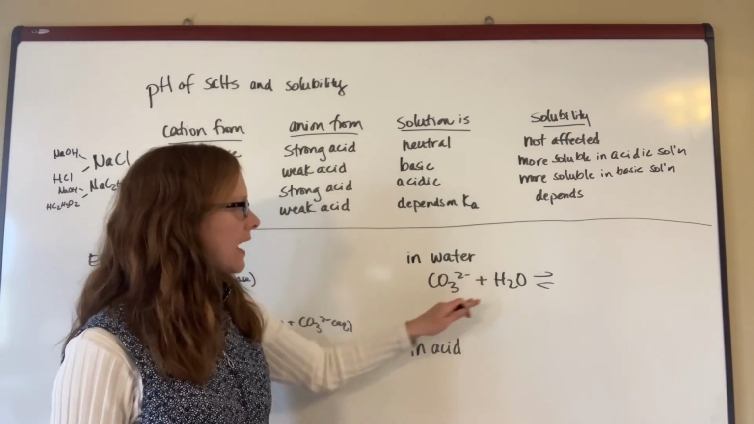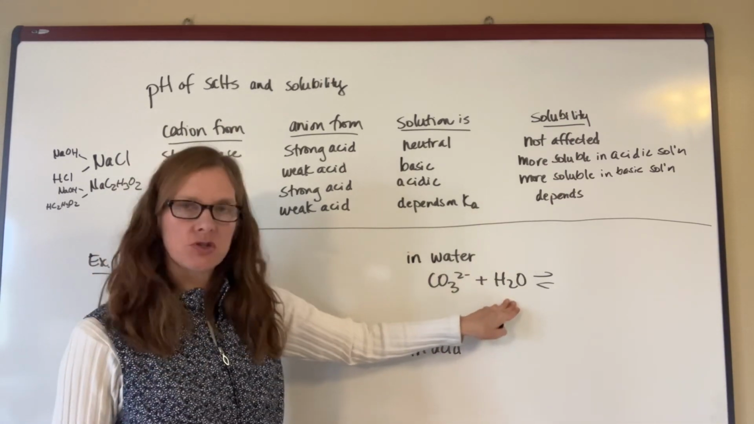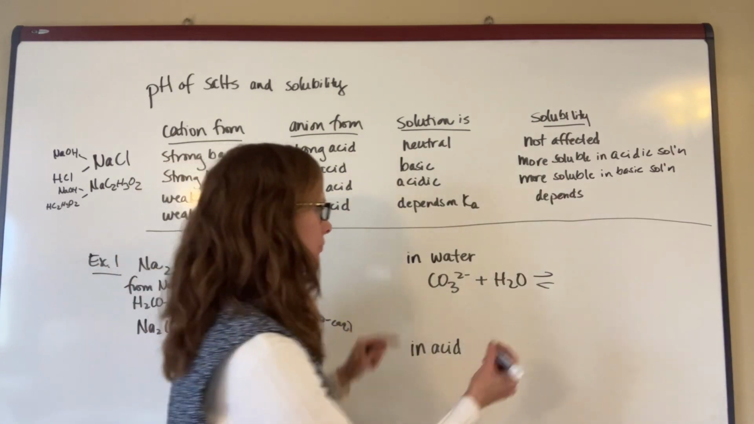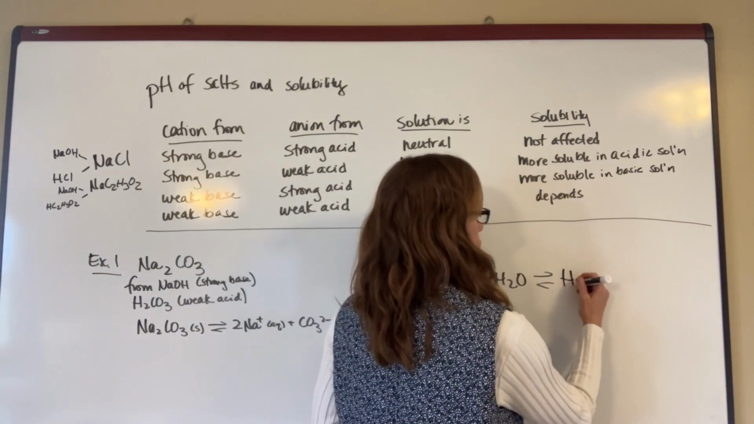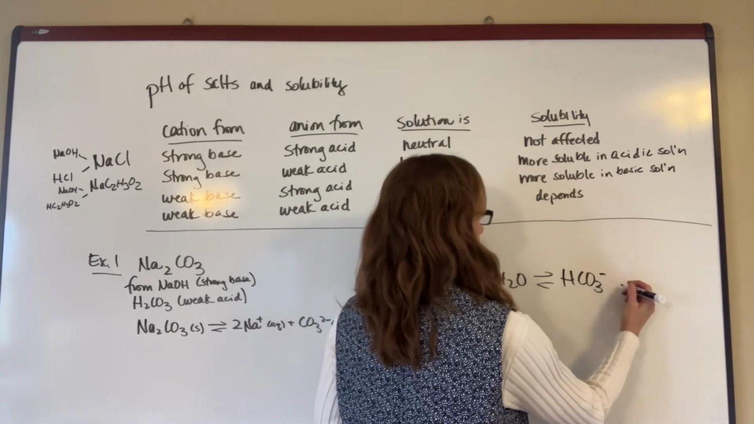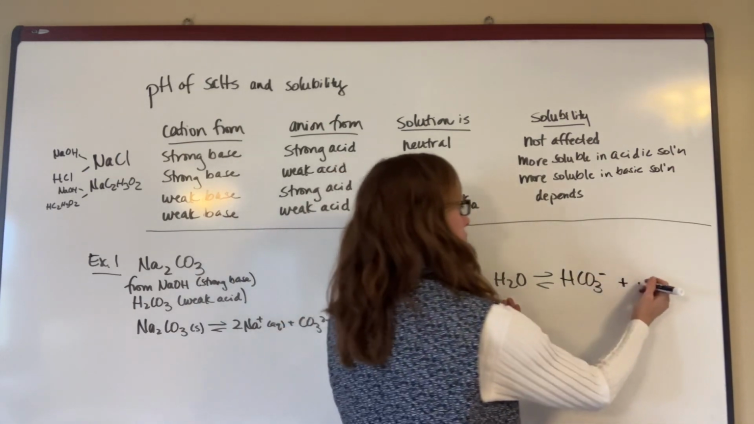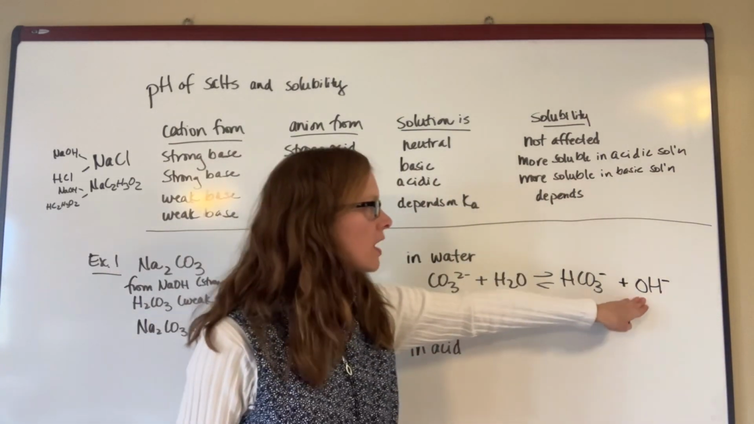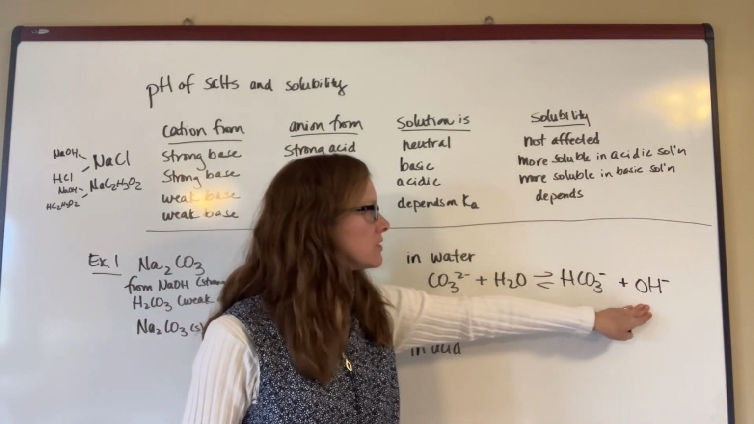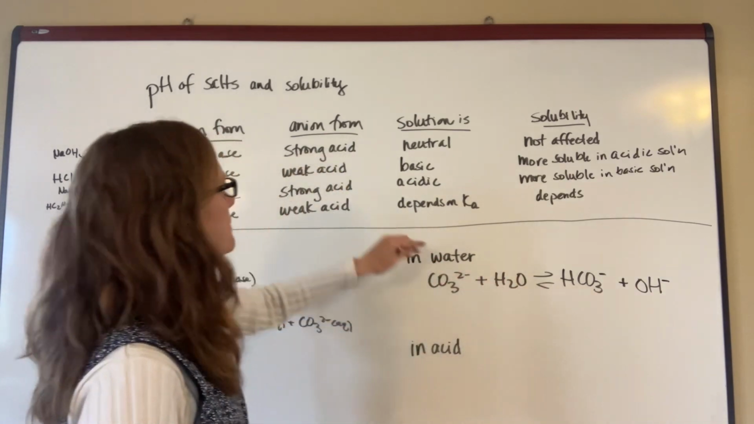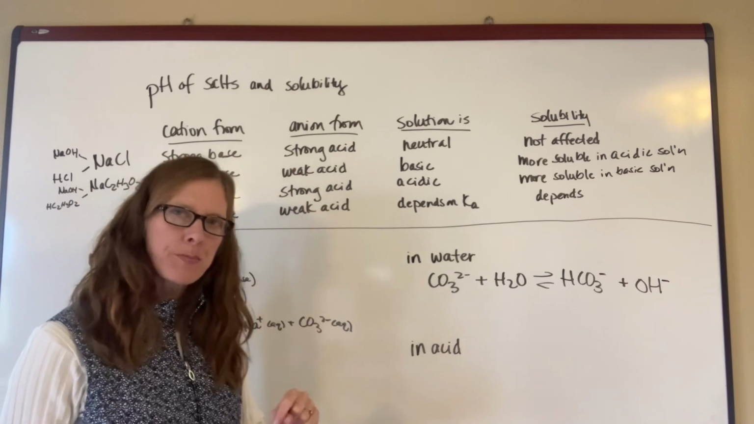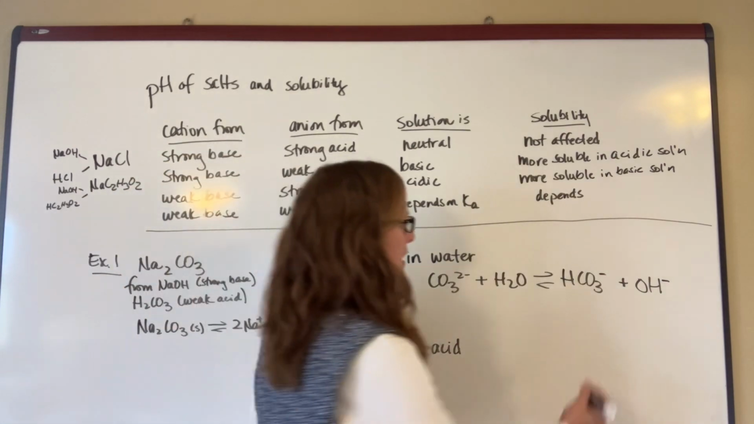And so when that happens, water is the strongest acid that's around, and so it's going to donate the hydrogen ion over here. So I'm going to have HCO3 minus. And what's this going to have left over? Yeah, hydroxide ions. It's going to have hydroxide ions left over, and so those hydroxide ions are what makes that solution basic.